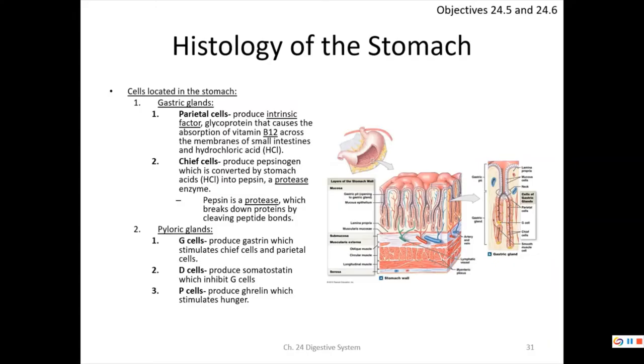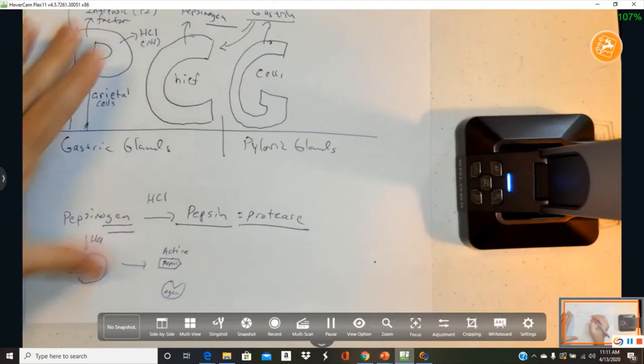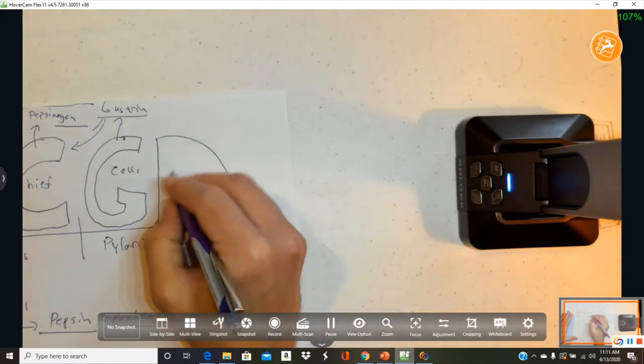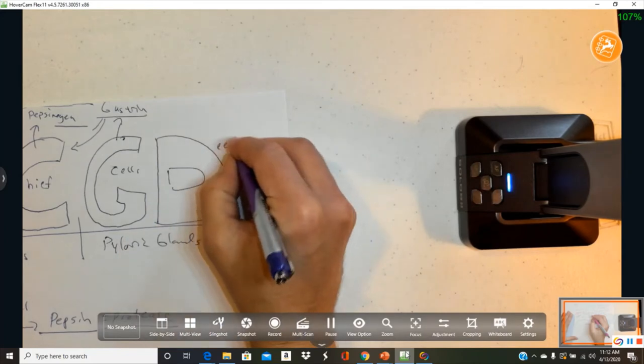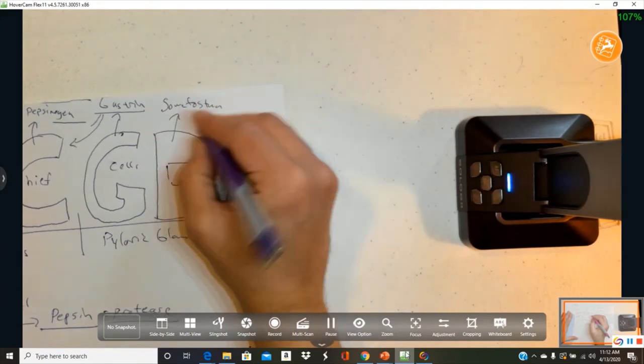Now, D cells produce somatostatin, which is a material that makes you not as hungry. It helps inhibit gastrin production. It inhibits your G cells. So let's do D over here. Think about a Nintendo DS.